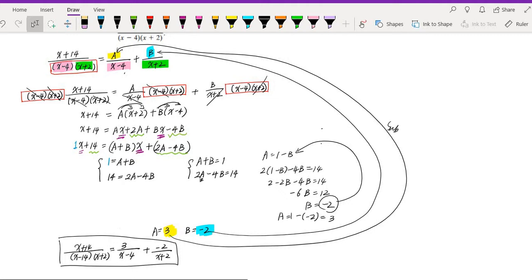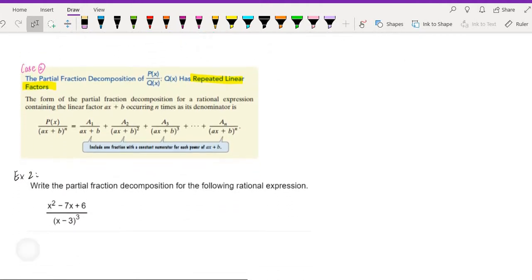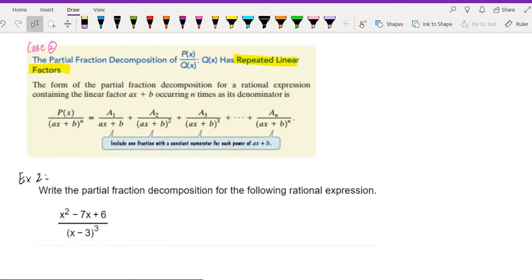Just pause it and think and then try it. Okay? Alright, let's go ahead and work on case 2. So here we have case 2. The partial fraction decomposition of P of x over Q of x, where Q of x has repeated linear factors. Okay? Think about this again: repeated linear factor.